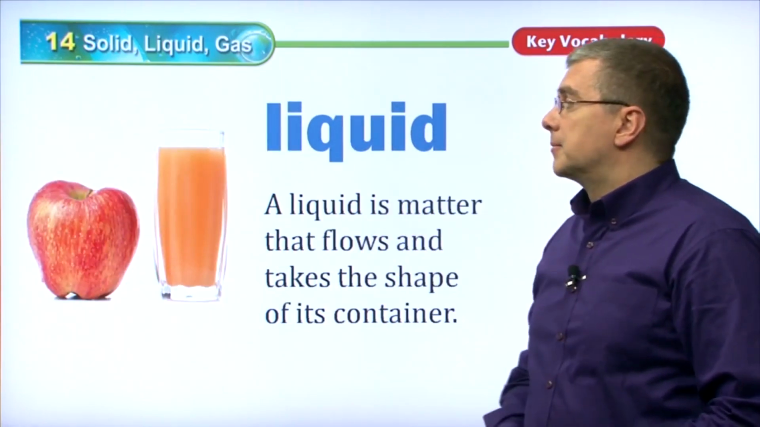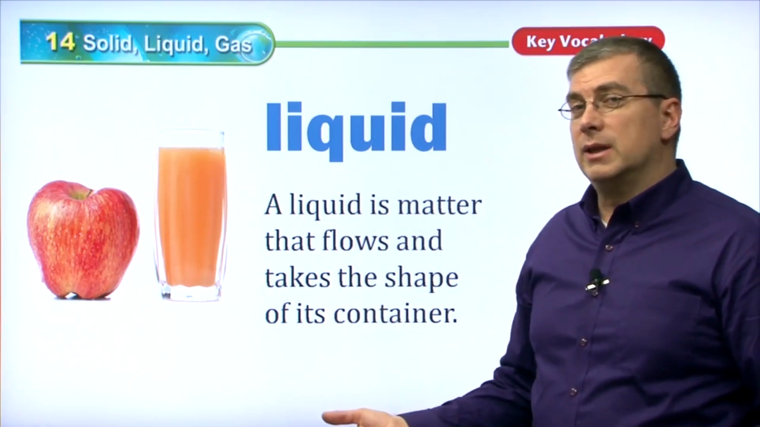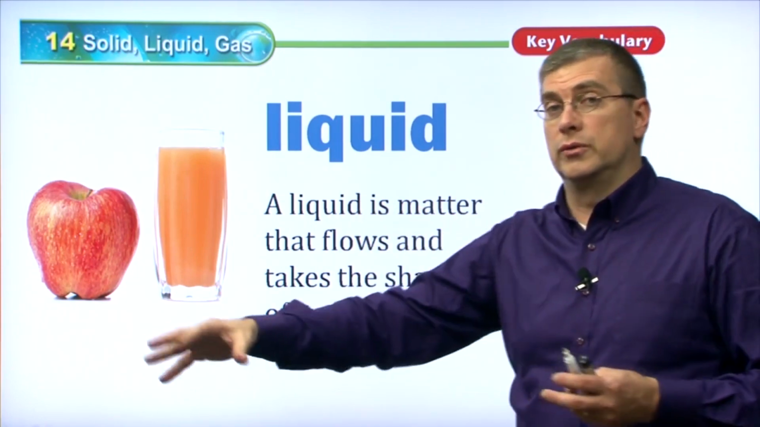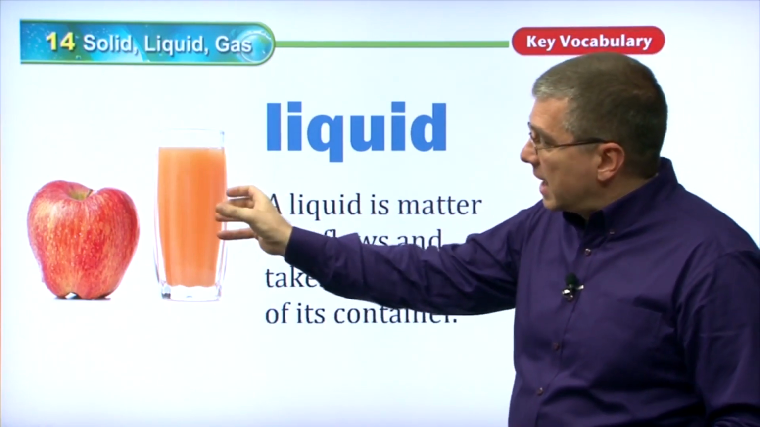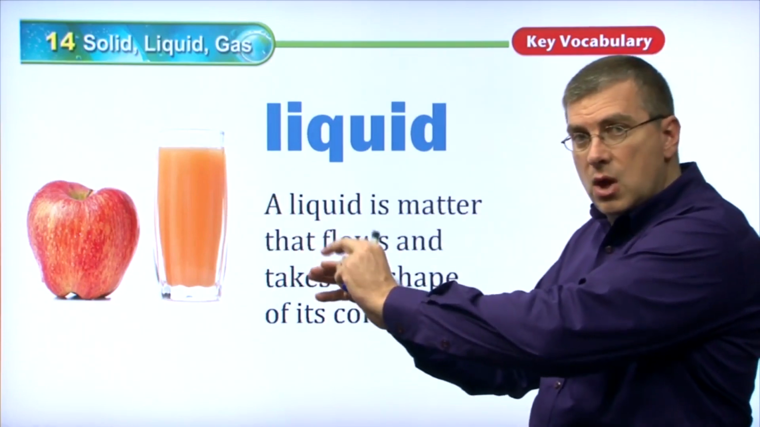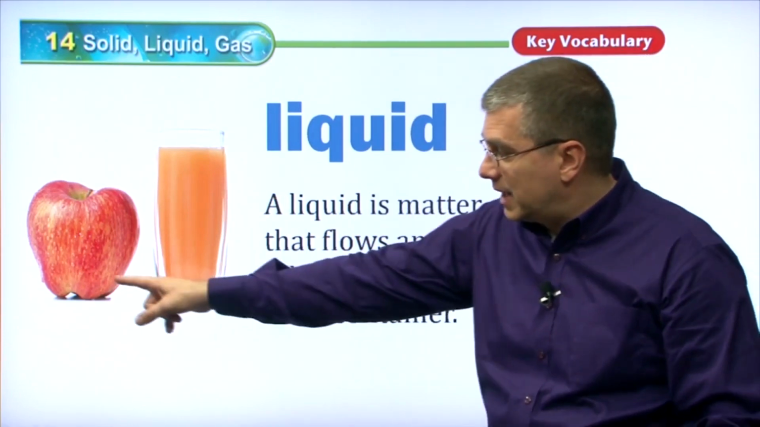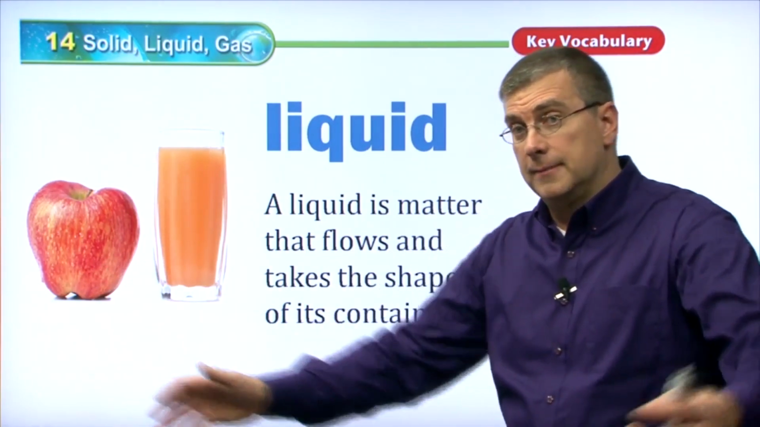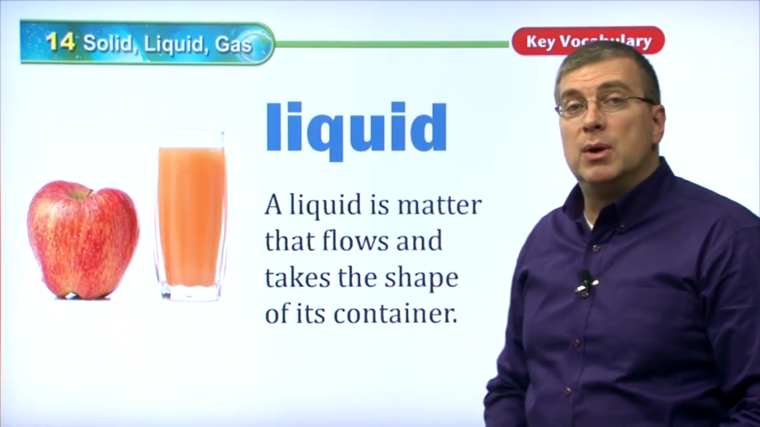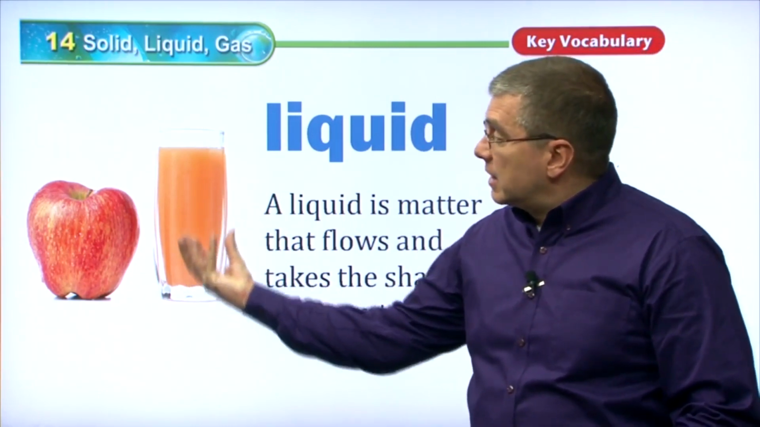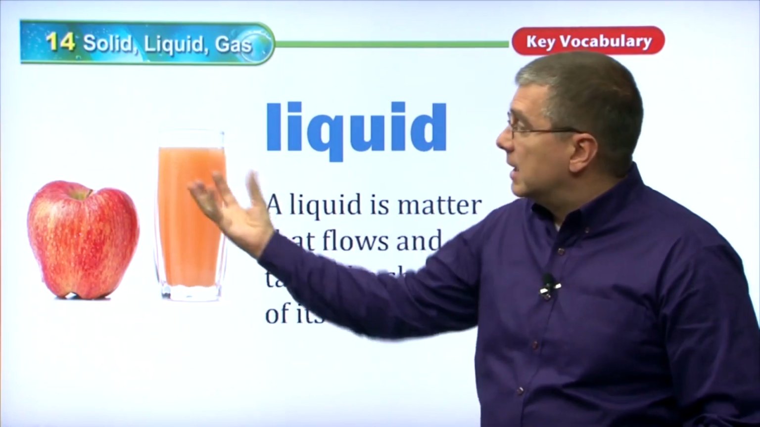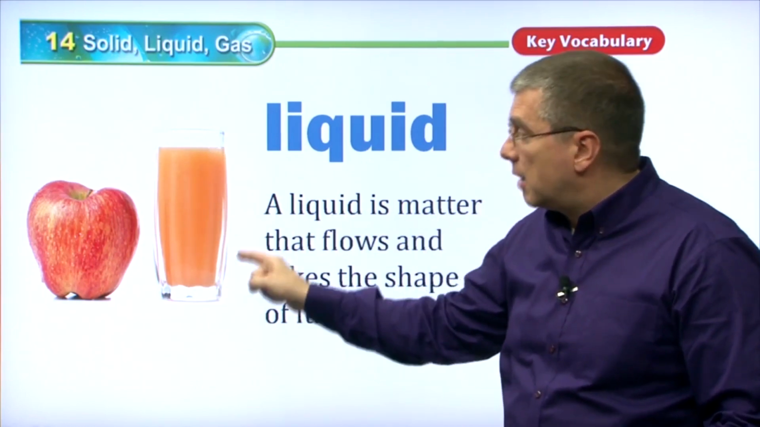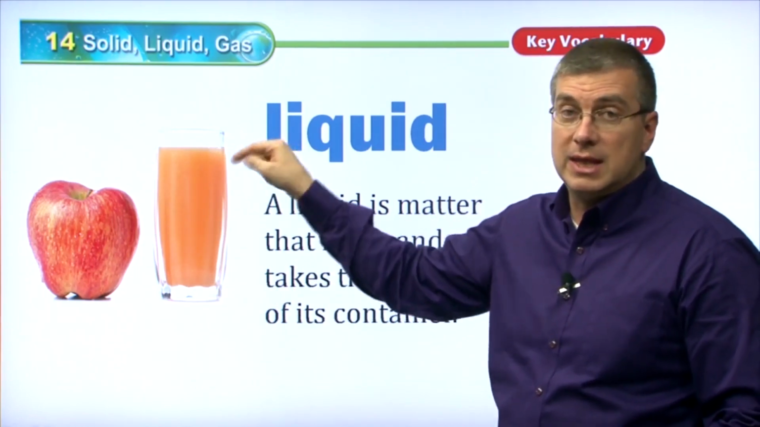Next, we have a liquid. What is a liquid? How is it different from a solid? A liquid is matter that flows. In other words, if you took this glass and you turned it, that liquid would flow out of the glass onto the table or the ground, and it would spread out. It would flow. It would move freely and take the shape of its container. So this glass, which is a solid, right, is holding the liquid on the inside. So the liquid takes the shape of the solid glass on the inside, right?